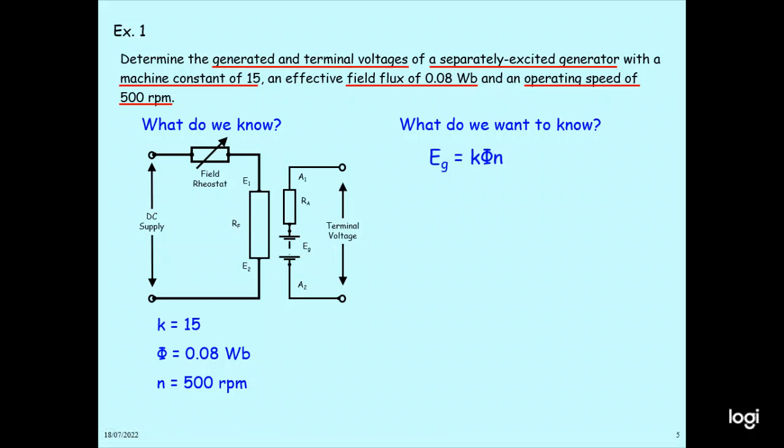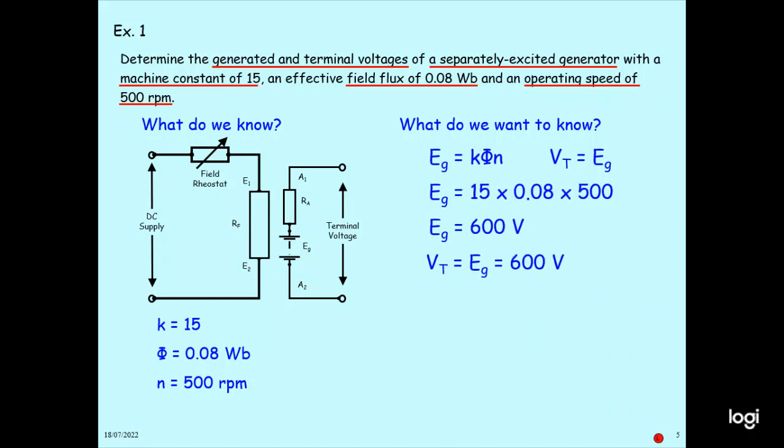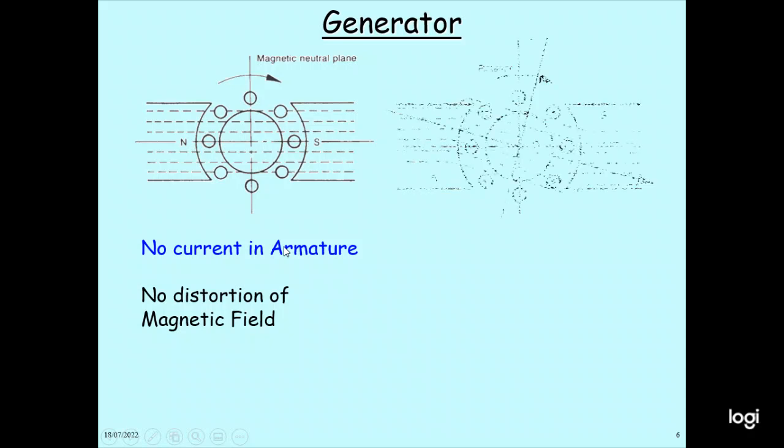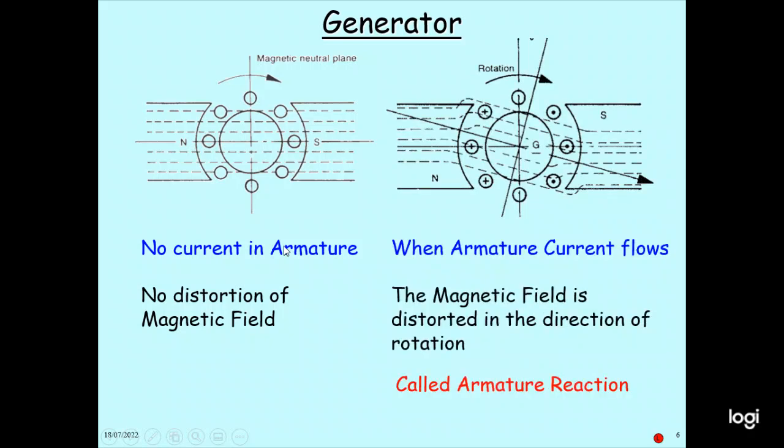So this is the generator. In this case, there is no current in the armature, so no distortion of the magnetic field. This is the magnetic neutral plane. Normally it is at the neutral position. When there is armature current flow, the magnetic field is distorted in the direction of rotation. We call this the armature reaction. Because of the armature reaction, sparking can happen at the commutator and the terminal voltage is reduced.